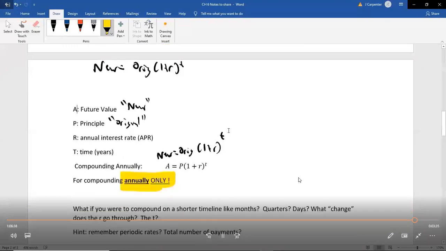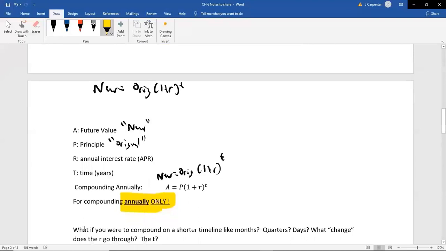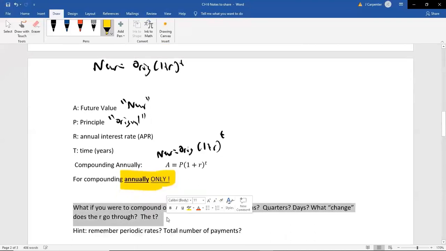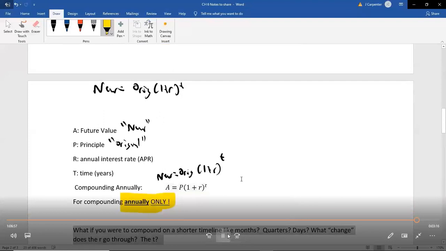All right, so that's for compounding annually only. I'm going to give you a hint as to what we'll be talking about next time. What if we were to compound on a shorter interval like months or quarters or days? What change happens to this formula? Because two of these things are going to change. Maybe it's the P, maybe it's the R, maybe it's the T. Two of those three things will change.